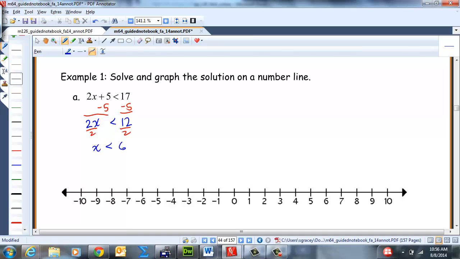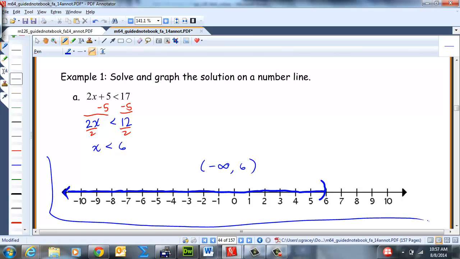So if we want to do the graph first, that means that x is smaller than 6, so to the left of 6. So basically we're going like this, and we're shading everything that's going to be to the left of 6. And then we have to decide what we're going to put around the 6. So we basically need the equivalent of an open circle, which is the parenthesis. So in interval notation, the solution is minus infinity to 6. And you're done.